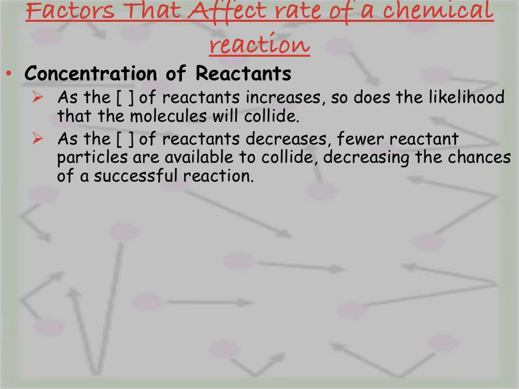All right, so we can change the concentration of the reactants. The concentration is just literally the amount of reactants that we have. So if we increase the number of reactant particles, then there's going to be more molecules there, and if there's more molecules, there's more likelihood that they're going to collide. Okay, the opposite is also true. If I take away reactant molecules, there's going to be fewer of them, so there's less possibility that they're going to collide.